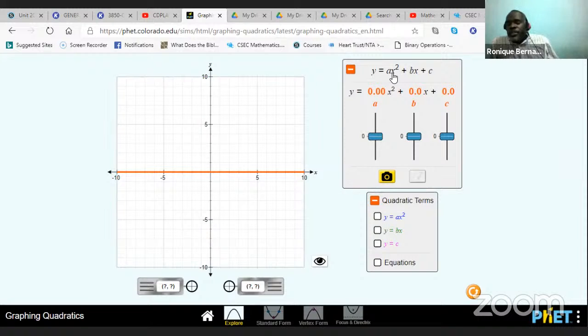So because there are 3 terms, it is called a trinomial expression. T-R-I means 3. Nomial, term. 3 terms. Now it is a quadratic expression because the highest degree of the trinomial expression is 2. Now what do we mean by degree? The power of x is what gives it a degree.